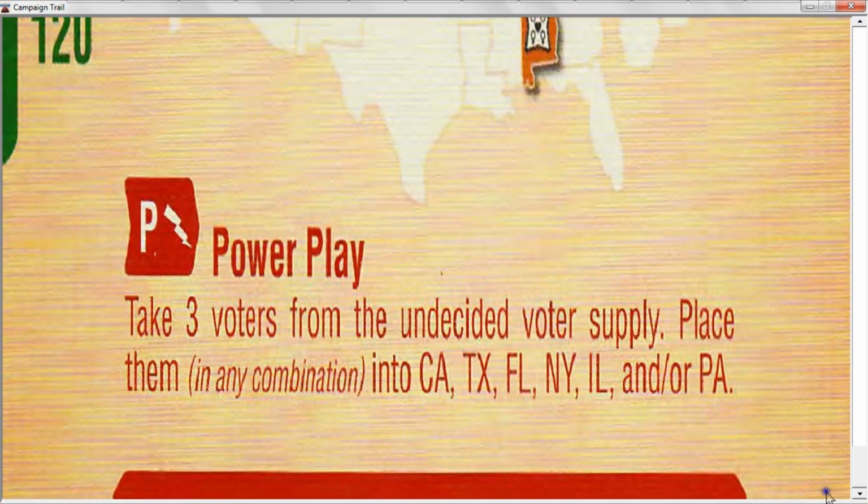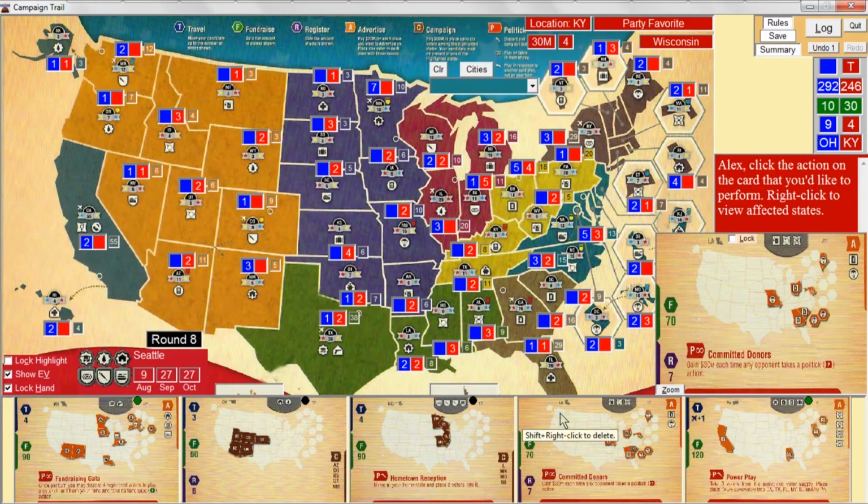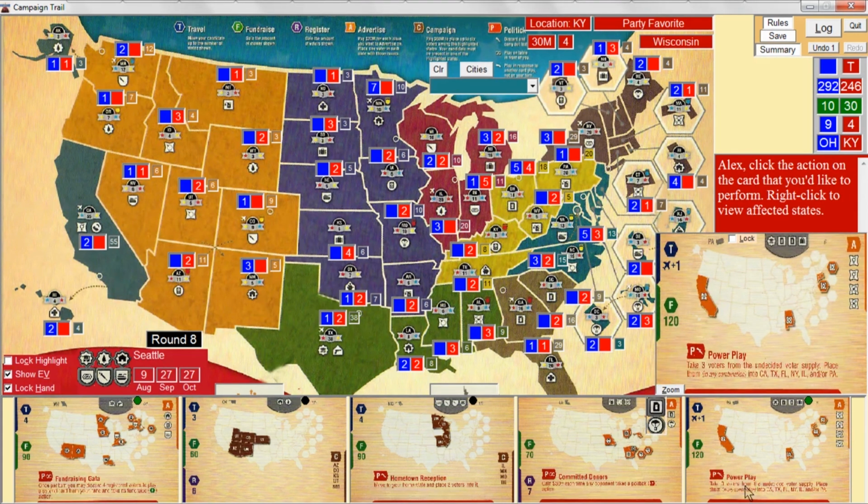Power play. Take 3 voters from the undecided voter supply, place them in any combination, California, Texas, Florida, the big states, basically, with the big electoral counts. Yeah, Alex is going to play power play.